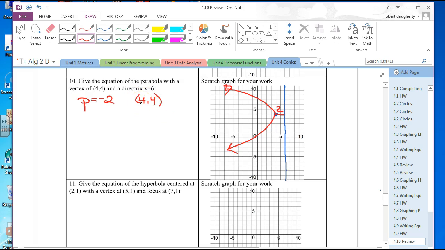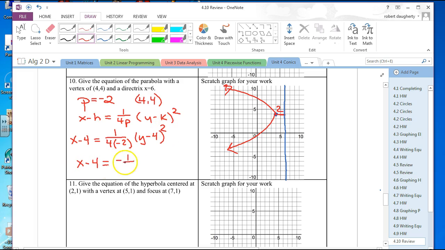So the form that I'm after is x minus h equal 1 over 4p times y minus k squared. So this is x minus 4 equal 1 over 4 times negative 2 times y minus 4 squared. One final simplification, x minus 4 equal negative 1/8 y minus 4 squared.